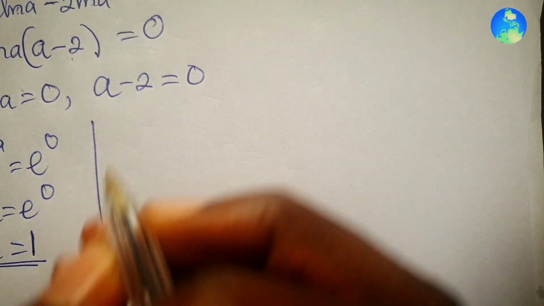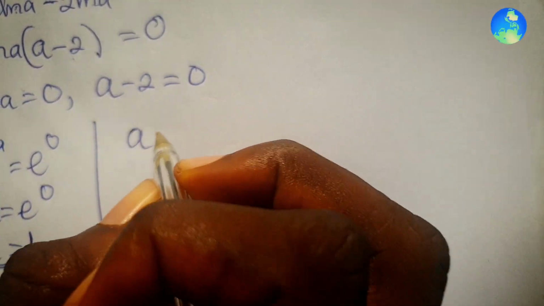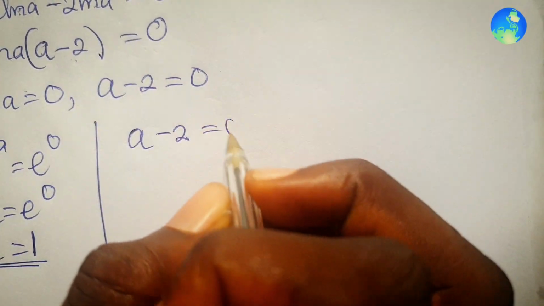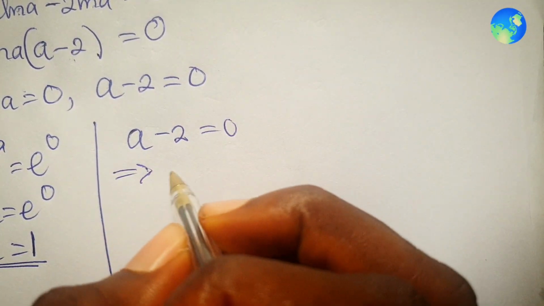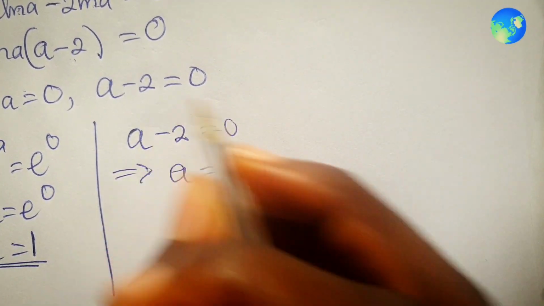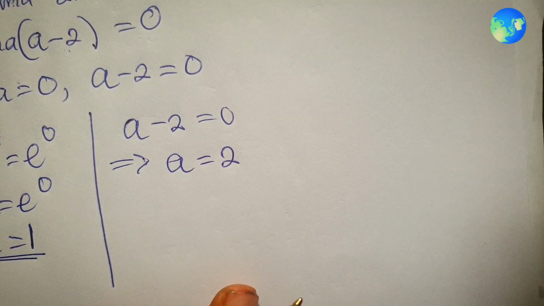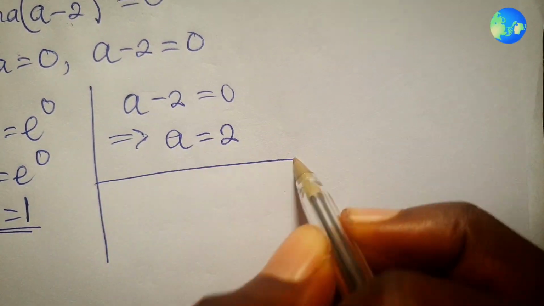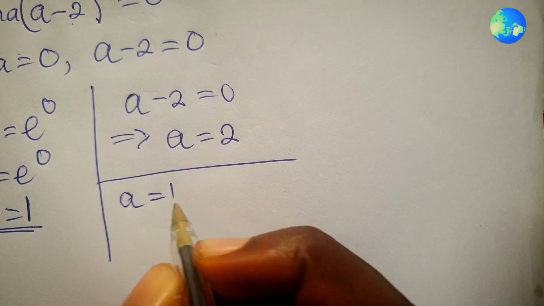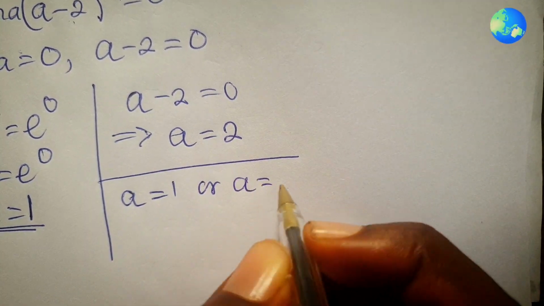Now let's check for the other one. For this, we have a minus 2 equals 0, which implies a equals 2 when it crosses to the other side, right? That means our solutions are that a equals 1 or a equals 2.